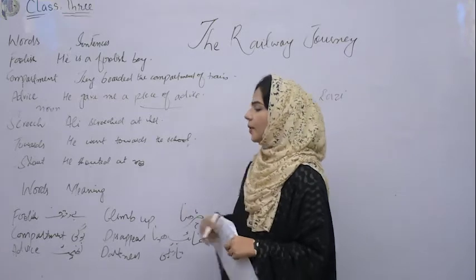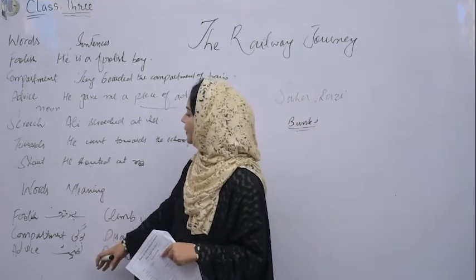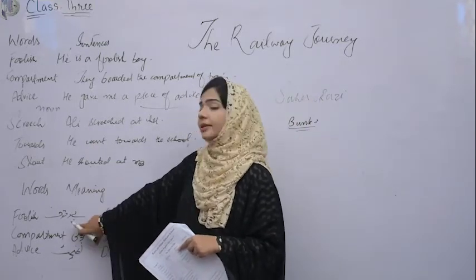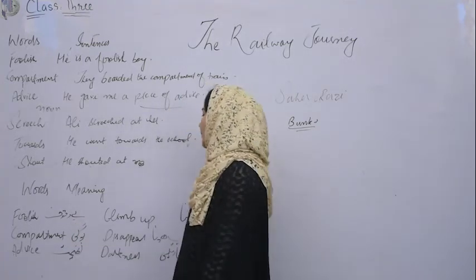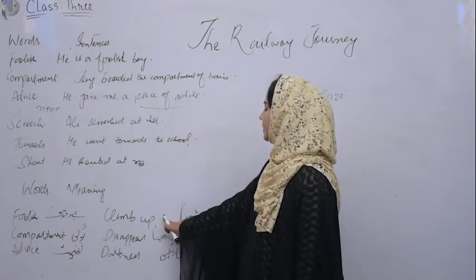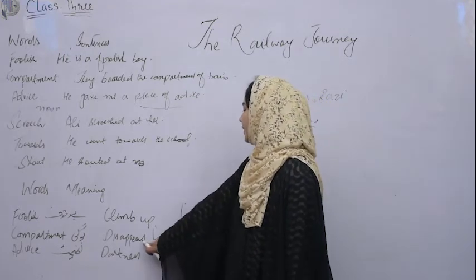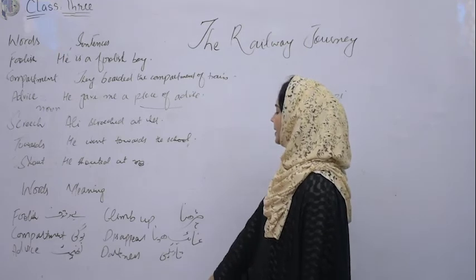Next part is word meanings. First word is foolish. I have already told you, क्या मतलब है इसका, बेवकूफ. Compartment, bogie. Advice, नसीहत. Climbed up, चढ़ना. Disappear, गायब होना. Vanish इसके सिनोनिम से आ जाएगा.